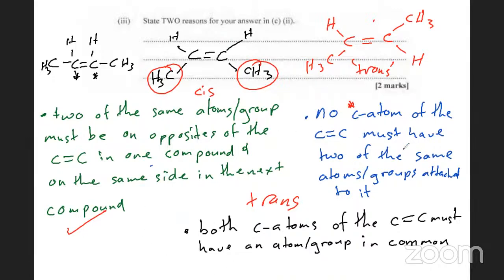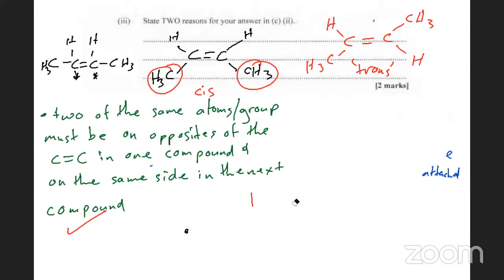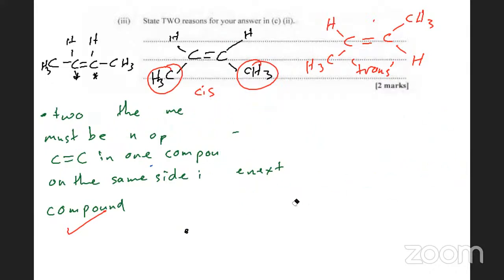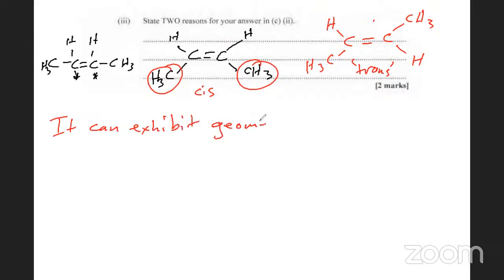You should have written out these rules by now. So let me just move that. So state two reasons for your answer in C2. It can exhibit geometric isomerism in butene.